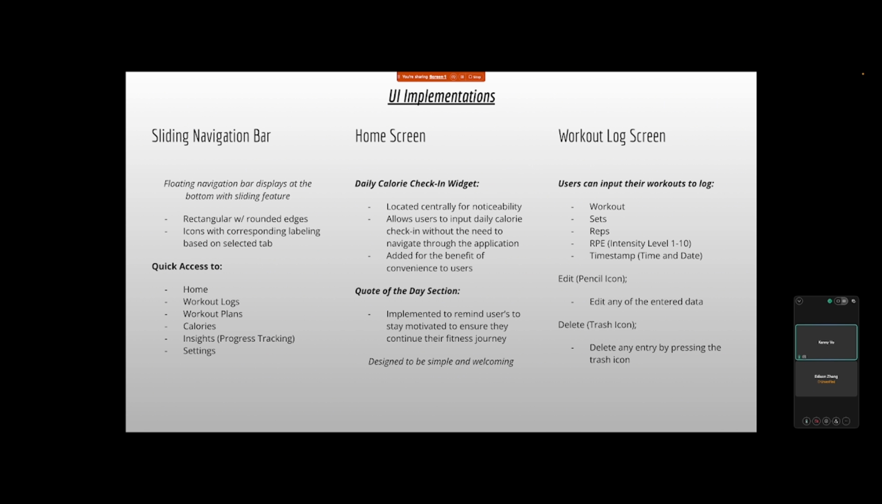The workout log screen is where users are able to input their own workouts, or they can choose from our preset options that are already made, whether it be push, pull, or legs. For each one, you can input workouts, the sets and reps of the workout, the intensity level, and then the timestamp correlating to it. When they are listed out and entered, users are able to edit by clicking the pencil, or they can delete it by clicking the trash icon.